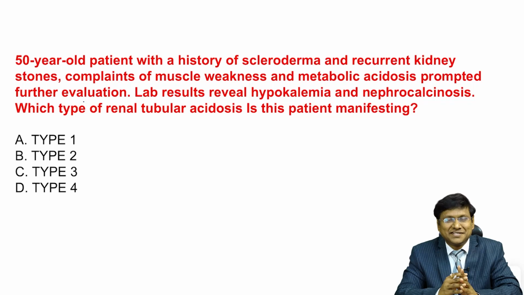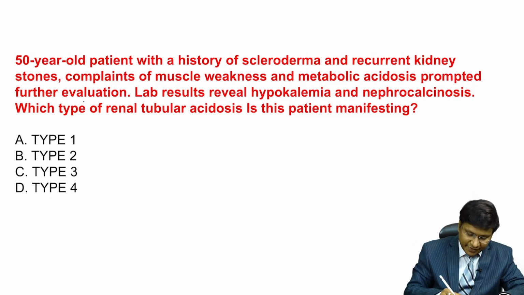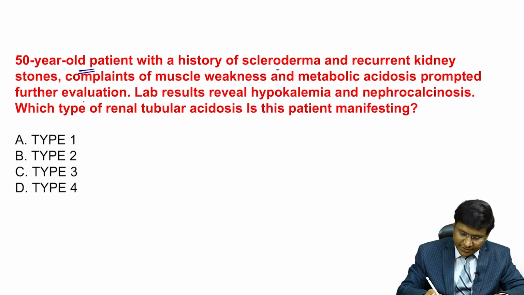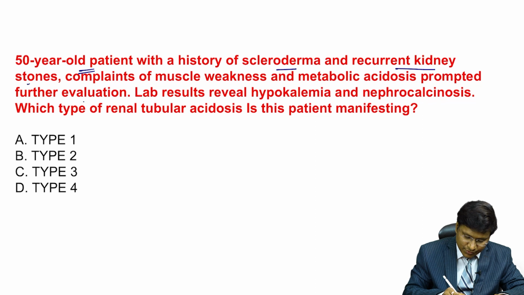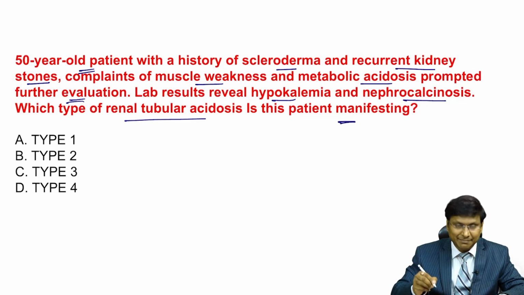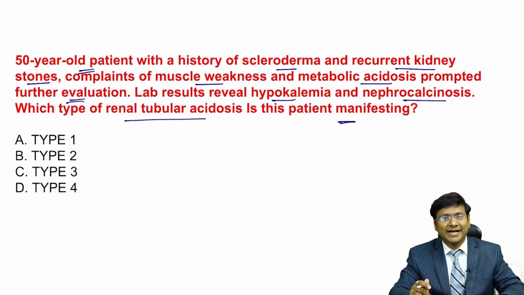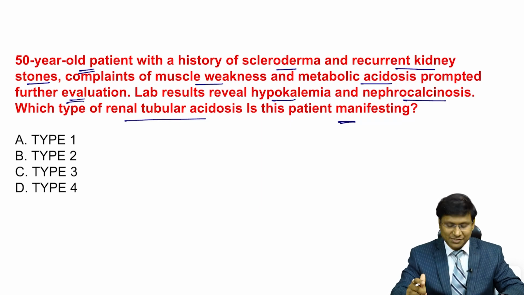So the next question for the discussion is on the topic of renal tubular acidosis. So the question is, we have a 50-year-old patient with history of scleroderma and recurrent kidney stones, complaining of muscle weakness, and metabolic acidosis prompted further evaluation. Laboratory results reveal hypokalemia and nephrocalcinosis. Which type of renal tubular acidosis is this patient manifesting? The options are type 1, type 2, type 3 and type 4 renal tubular acidosis.